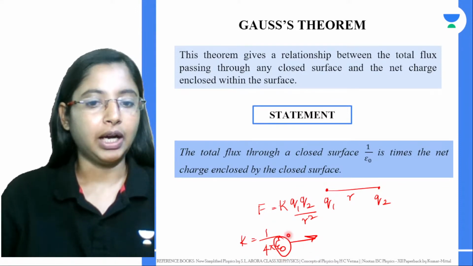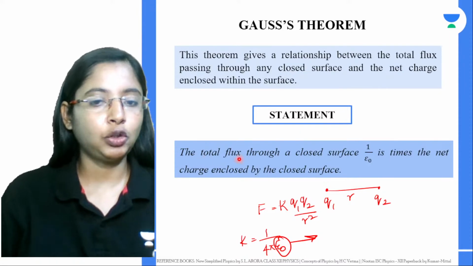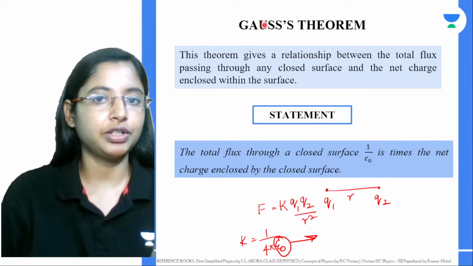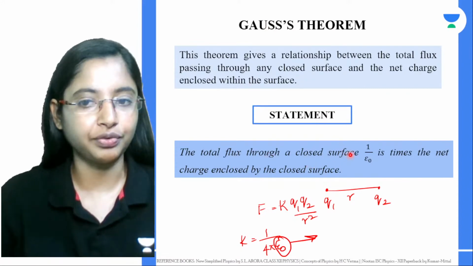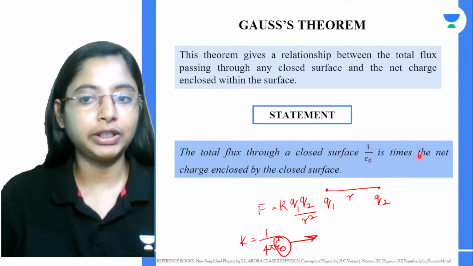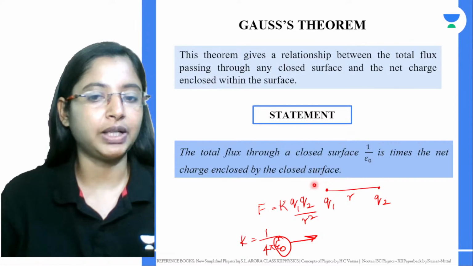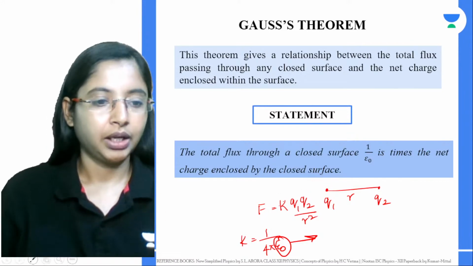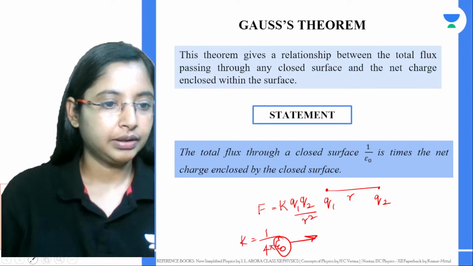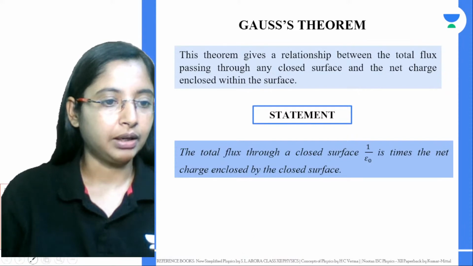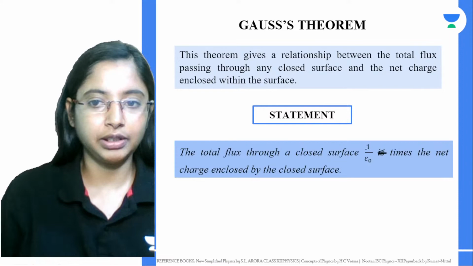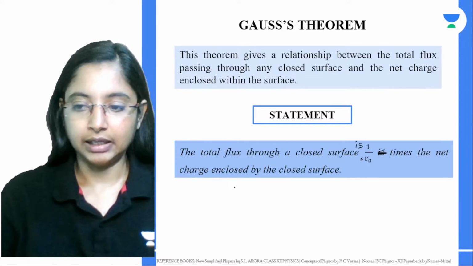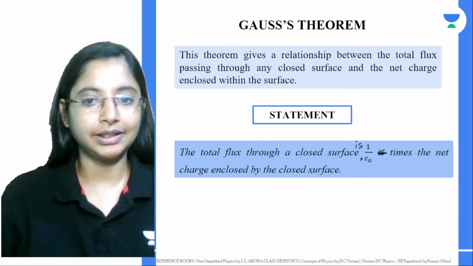Okay. Now from here we can say the total flux through a closed surface, since Gauss's law works for a closed surface, is 1 by epsilon naught times the net charge enclosed by the closed surface. Now mathematically, how can we give this expression? It is 1 by epsilon naught times the net charge enclosed by this closed surface.